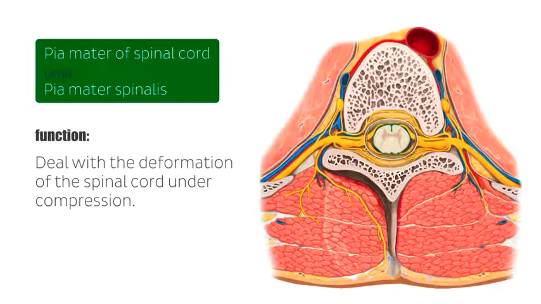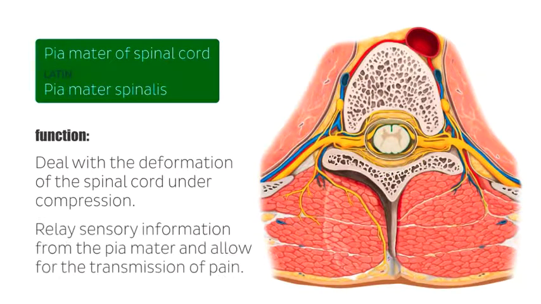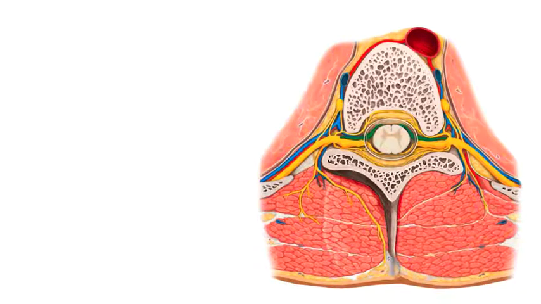Due to the high elastic modulus of the pia mater, it is able to provide a constraint on the surface of the spinal cord. Ventral root afferents are unmyelinated sensory axons located within the pia mater, and these ventral root afferents relay sensory information from the pia mater and allow for the transmission of pain from disc herniation and other spinal injuries. We're going to move on to another highlight that you see on the image.